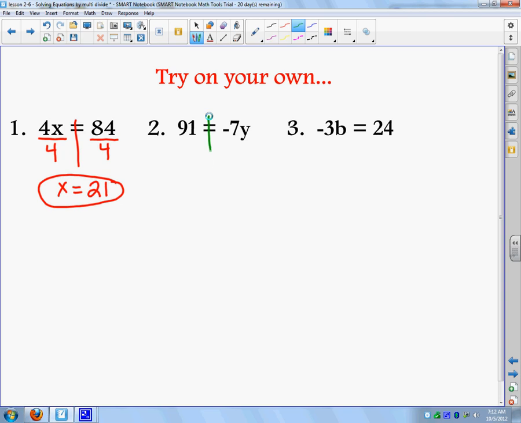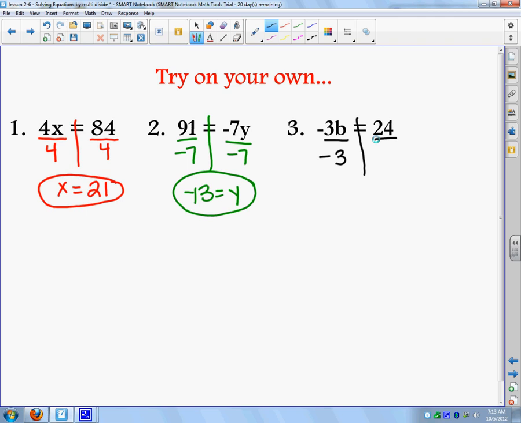This one, I divide both sides by negative 7. So 91 divided by negative 7 is negative 13, so y equals negative 13. And then this one, I'm going to divide both sides by negative 3. So b equals 24 divided by negative 3, which is negative 8.